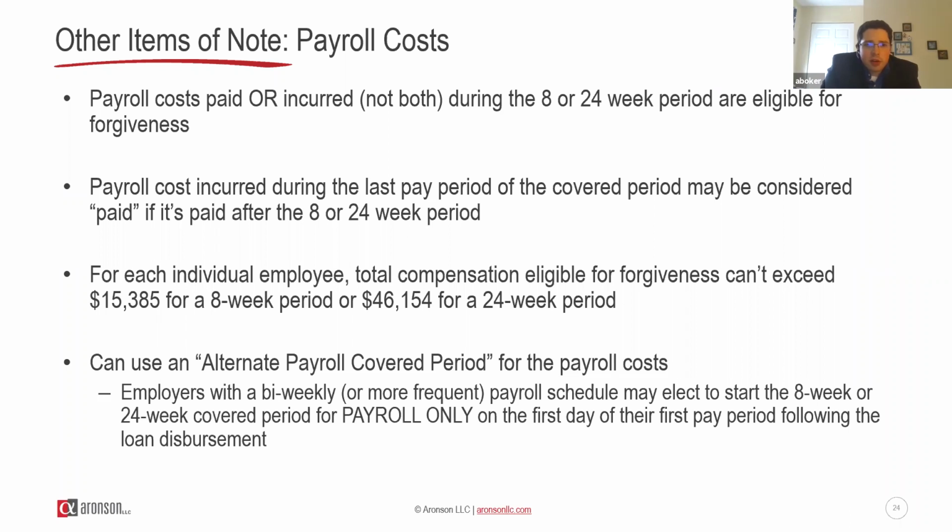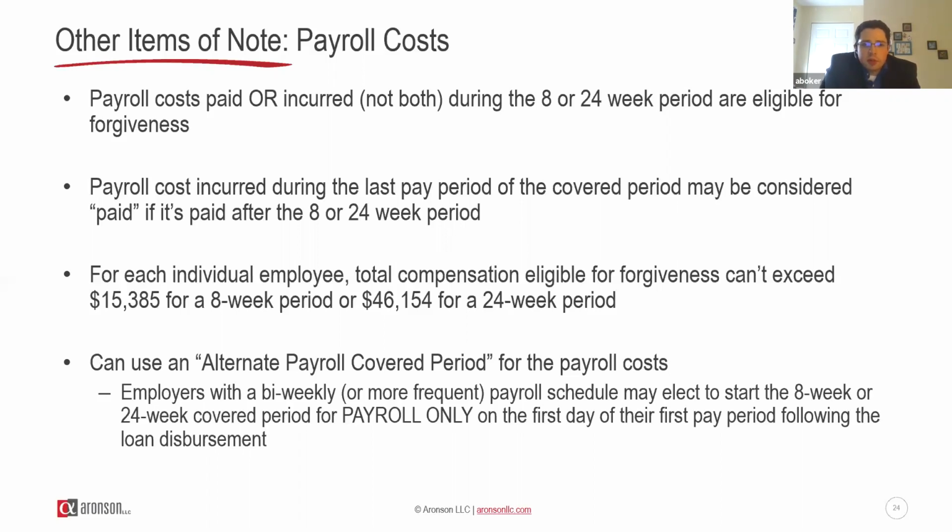Payroll costs incurred during the last pay period of the covered period may be considered paid if they're paid after the 8 or 24-week period. So, the general rule of thumb I would recommend with the payroll costs, as we shared last time, assuming most people are on a bi-monthly or bi-weekly payroll, is that you get 4 payrolls in if you go with 8 weeks, or if you go with 24 weeks, it's going to be 12 payrolls, generally speaking.